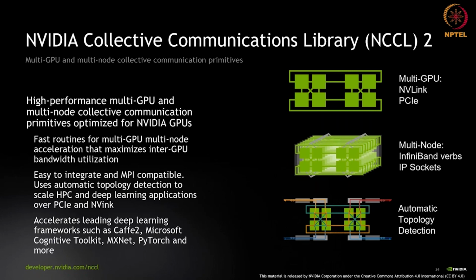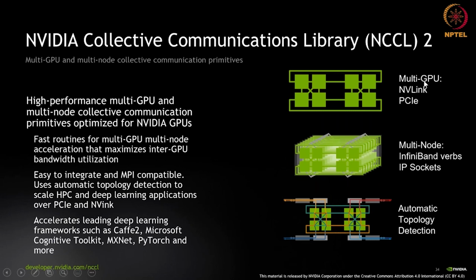Basically, NCCL is a library which provides you many things. It provides you fast multi-GPU and multi-node communication. So it provides you fast collective communication routines for multi-GPU, multi-node acceleration. NCCL improves the application performance by maximizing inter-GPU bandwidth utilization. And also it is very easy to integrate or optimize for high bandwidth kind of networks. And it is integrated into all of the major deep learning frameworks like Caffe, Microsoft Cognitive Toolkit, MXNet, PyTorch, TensorFlow, and all.